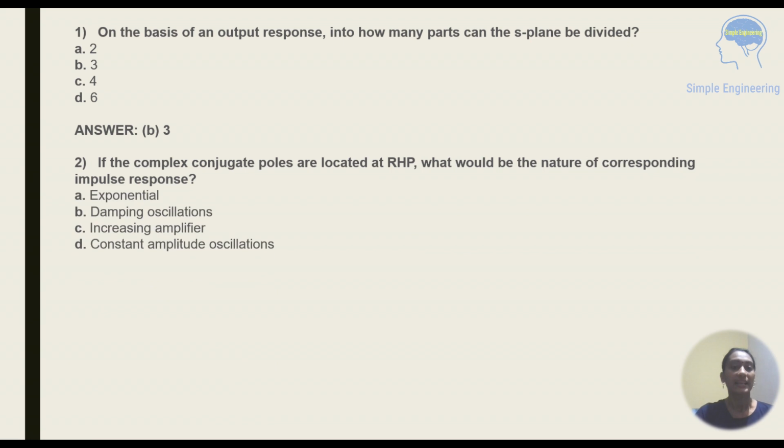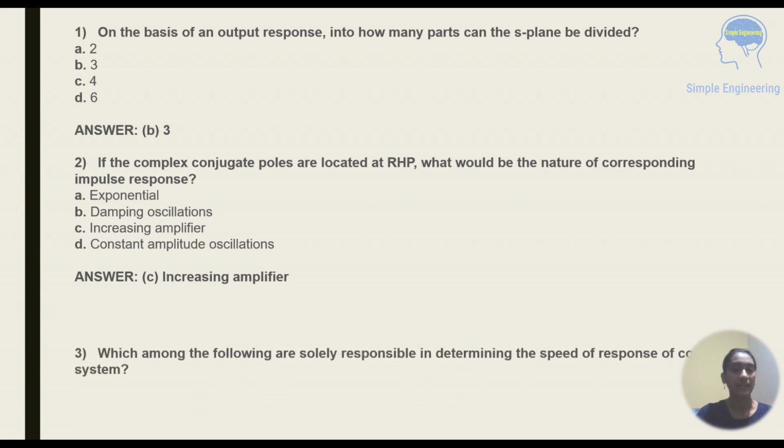Next question, if the complex conjugate poles are located at RHP, that is right half of the plane, what would be the nature of the corresponding impulse response? The options are exponential, damping oscillations, increasing amplitude, constant amplitude oscillations. And the answer is increasing amplitude.